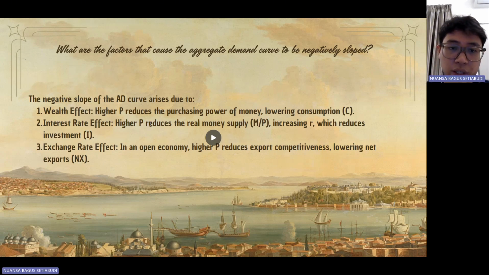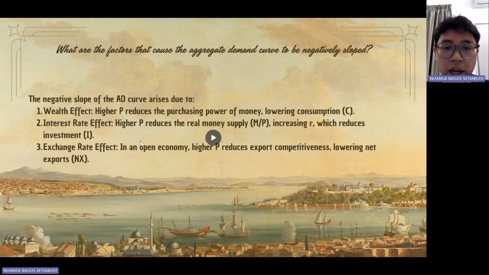Finally, the last one, which is the exchange rate effect. In an open economy, a higher price level reduces the competitiveness of exports, making them more expensive relative to goods from other countries. This decrease in export competitiveness leads to a decline in net exports, which is NX, reducing overall aggregate output, which is Y.